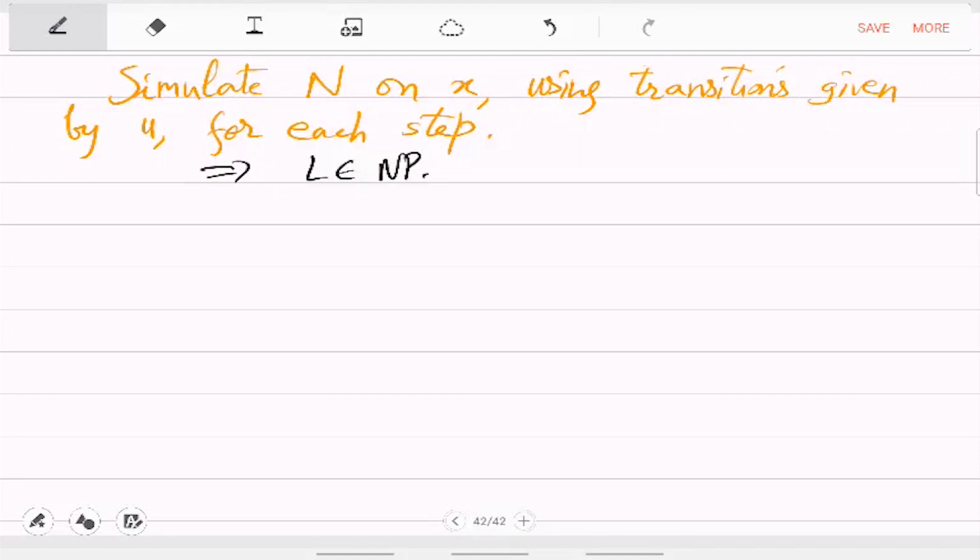So, ultimately what we have shown all together is that NP is equal to the union of NTIME n to the c.